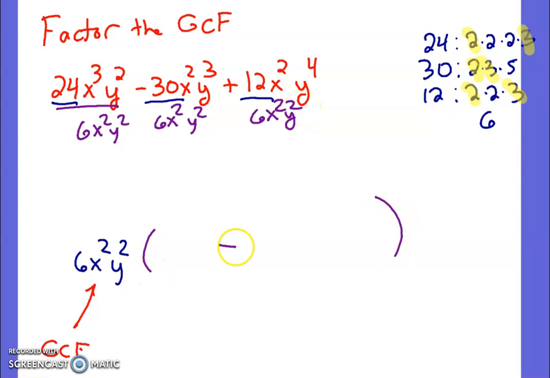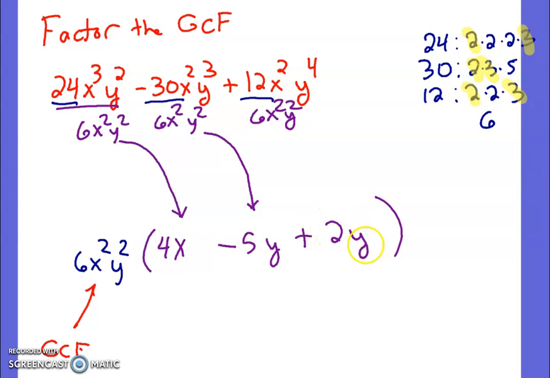And so what remains? Let's look at the first one. If I divide the first one, I'm going to get 4x. Notice the y's cross out. Divide the second one, and I'm going to get 5y. Notice the x's cross out. And then divide the last one, I'm going to get 2y squared. And so I factored each of these out. I have nothing in common with all three of them on the inside of parentheses.